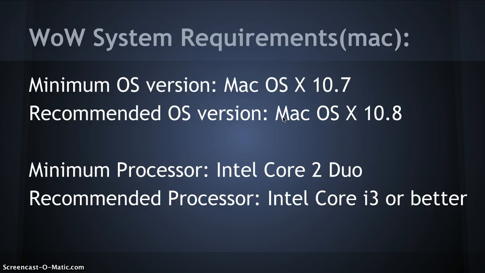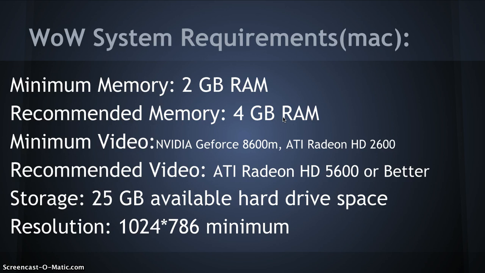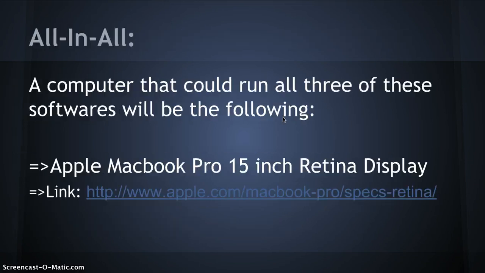Now for World of Warcraft Mists of Pandaria, the minimum OS version should be Mac OS X 10.7 and recommended would be Mac OS X 10.8. The minimum processor is Intel Core 2 Duo and the recommended one is Intel Core i3 or better. Minimum memory for World of Warcraft would be 2 GB of RAM, recommended 4 GB of RAM. Minimum video, NVIDIA GeForce 8600M or ATI Radeon HD 2600. Recommended would be ATI Radeon HD 5600 or better. The storage which is required is 25 GB available hard drive space. Resolution is 1024 by 786 minimum.